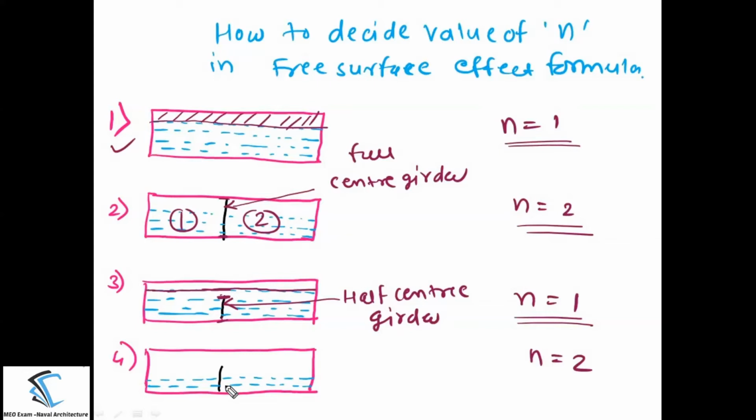But if you come to the fourth case where again you have a half center girder, but the water level is up to the half of this half center girder. Now in this case it is working as N is equal to 2. It will be working as 2 compartments. So you can take N is equal to 2 here. I hope all of you understood how to decide the value of N when you are going to use the free surface effect formula. Thank you very much.